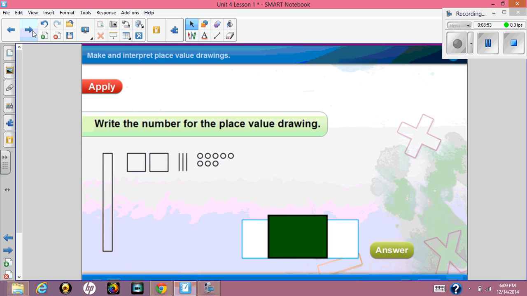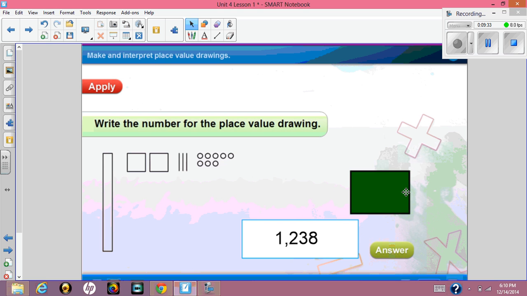Now let's look at another place value drawing. This one, instead of using the cube, we're using the 1,000 bar. This bar represents 1,000, so we go 1,000, 1,100, 1,200, and 1, 2, 3, 1,230. Remember, 1, 2, 3, 4, 5, 6, 7, 8, and we have these set up in groups of 5 so they're easy for us to understand and recognize quickly. So if we correctly identified this, it is 1,238. Let's see if we're right. Oh, good.